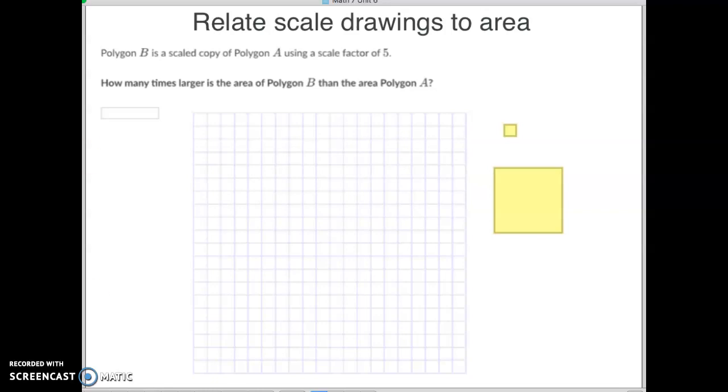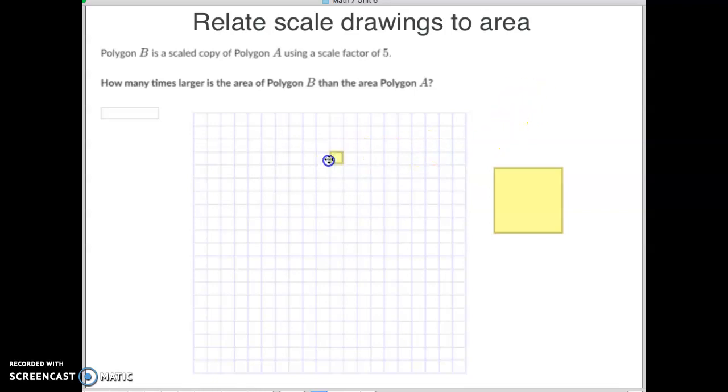So notice that this one says polygon B is a scale copy of polygon A using a scale factor of 5, meaning that polygon B is 5 times bigger than polygon A. Okay. How many times larger is polygon B than polygon A? At first thought, you might say, well, it's 5 times bigger because the scale factor is 5. But that's not correct, and here's why.